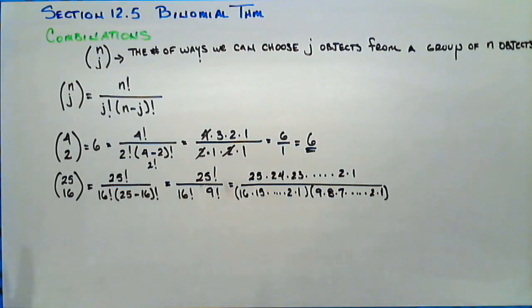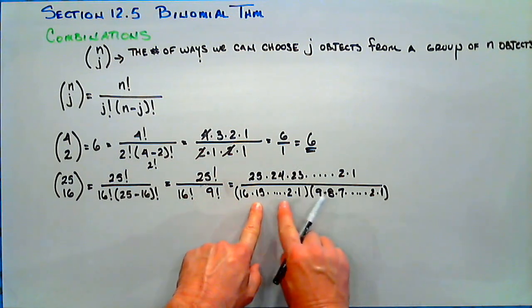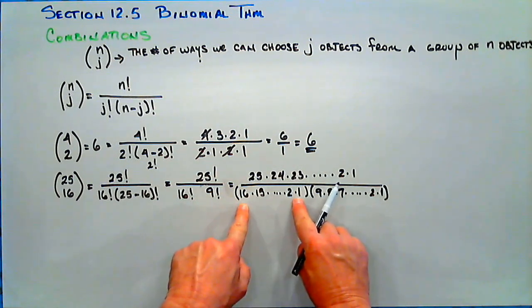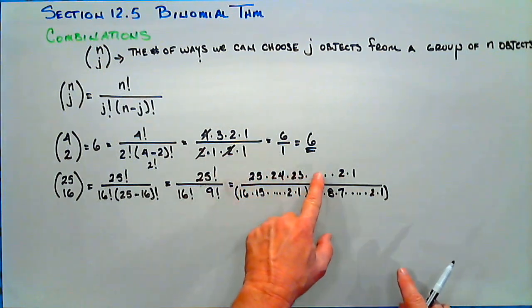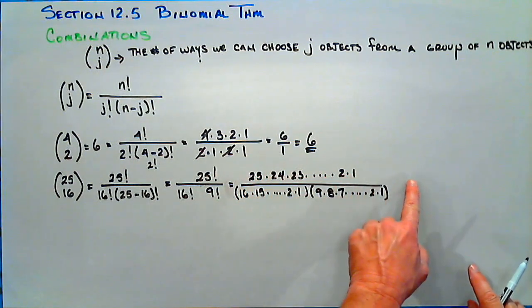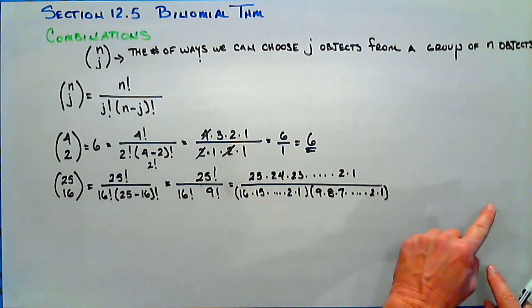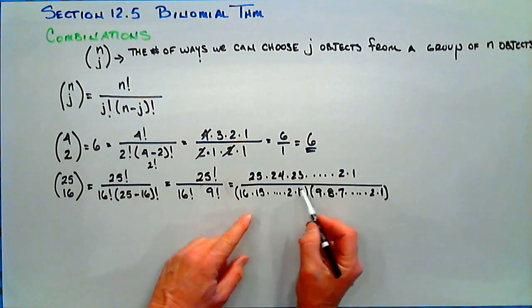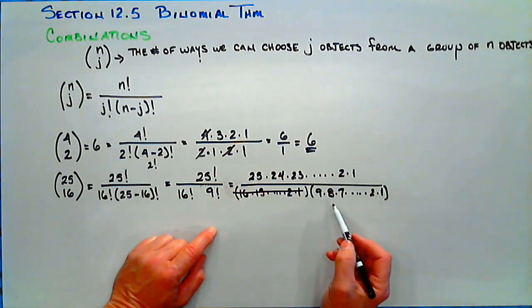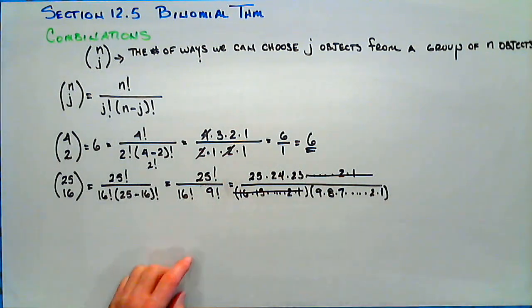Again, it's not a great trick, but it does help somewhat. Pick the bigger of these two and divide all of these up here. Now, if you think about it, this is 25, 24, 23, 22, 21, 20, 19, 18, 17, 16, 15, 14, 13, 12, right? Those numbers are all up here. In other words, I can cancel this with a whole bunch of numbers that were up here.